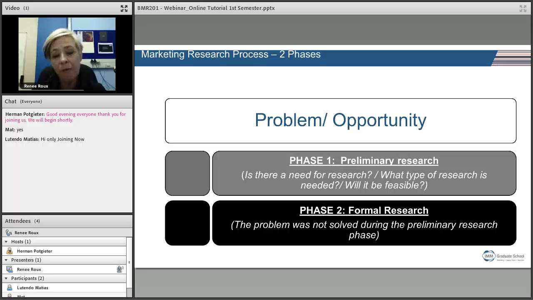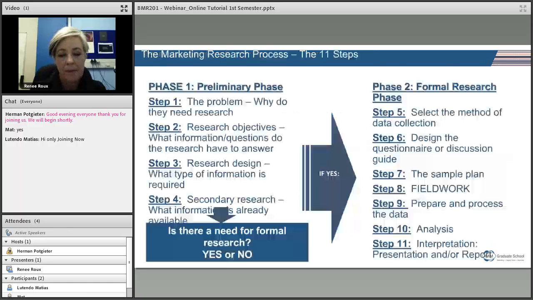And then followed from phase one, there's a second phase, which we call the formal research. Phase one is all the upfront work before you actually decide whether you're going to do formal research or not. Phase two of the whole research process is actually now where you start and design and implement your formal research process. Okay, so let's unpack it.